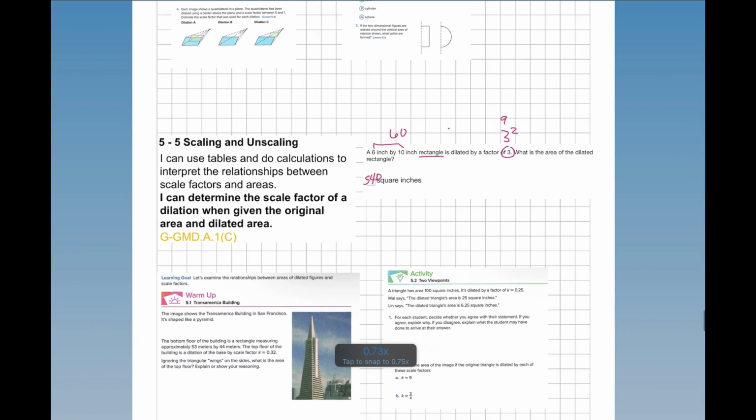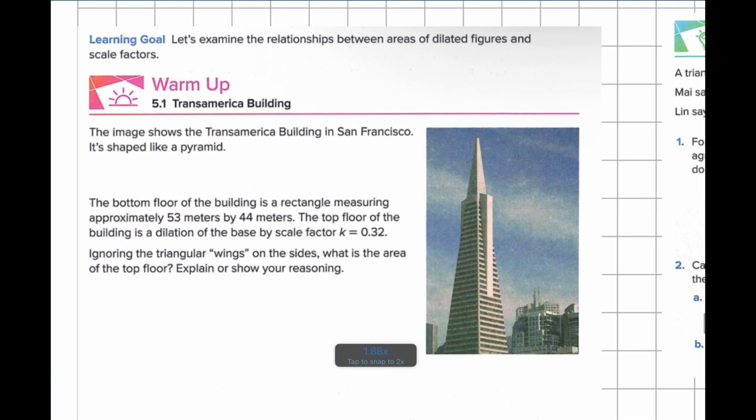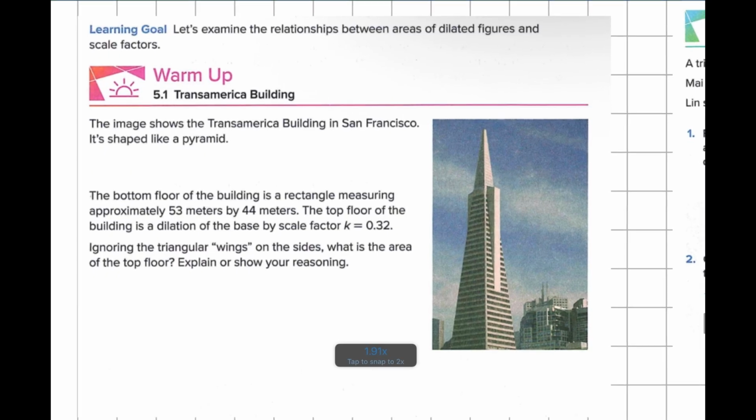All right, go to page, I think it's 547. If it's not, find Unit 5, Lesson 5. And here we go. So remember, when you're watching these, if you need me to slow down, pause it, rewind it, whatever you need to do to be able to understand this.